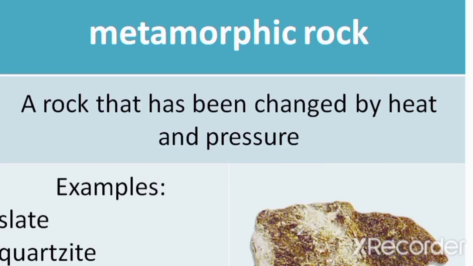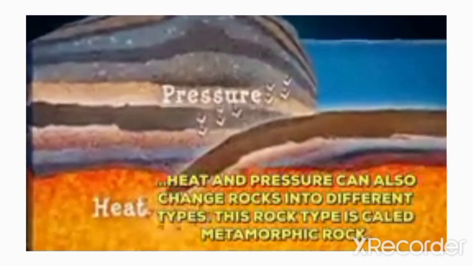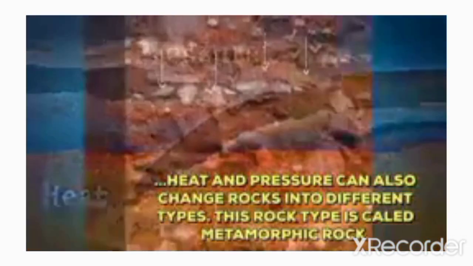So, we shall take a look at metamorphic rock, how they are formed, their characteristics, as well as their examples. So, first, what is a metamorphic rock? Metamorphic rock is a rock that has been changed by heat or pressure. When a new rock is formed by heat or pressure acting on other rocks, it becomes metamorphic rock.